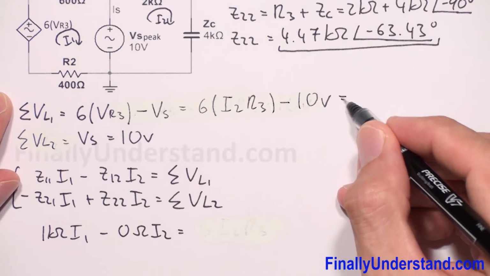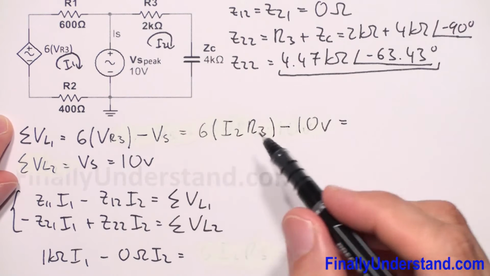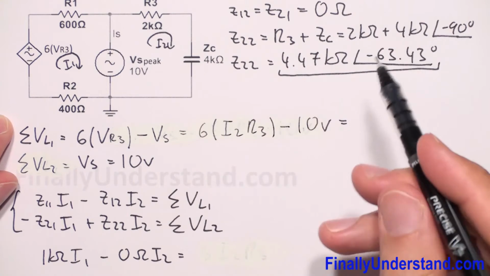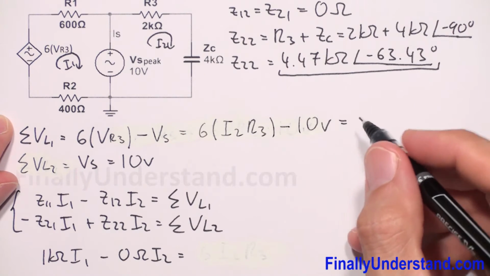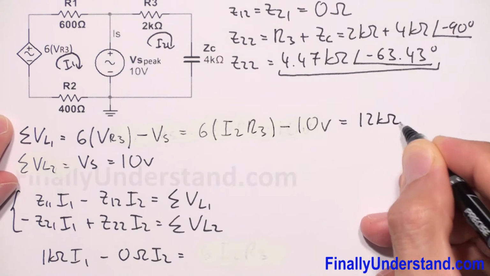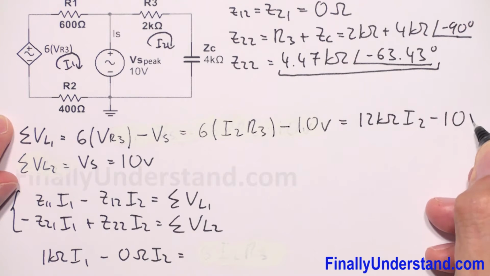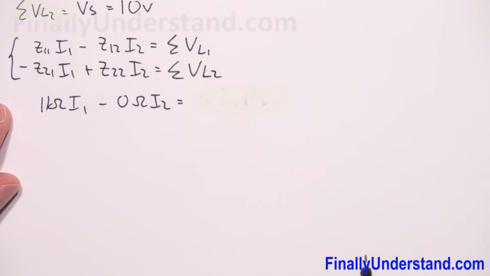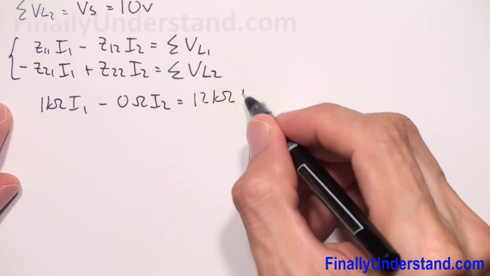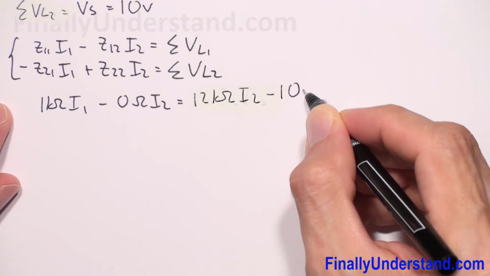I forgot over here to write, instead of R3, 2 kilo ohms. So I have 6 times R3, which is equal to 2 kilo ohms, is going to be equal to 12 kilo ohms. So I'm supposed to write this as 12 kilo ohms, I2 minus 10 volts. Okay, so I have to write this over here. So this is 12 kilo ohms, I2 minus 10 volts.